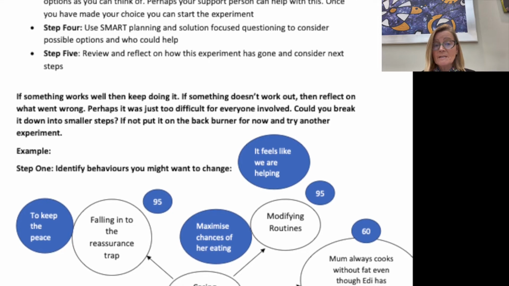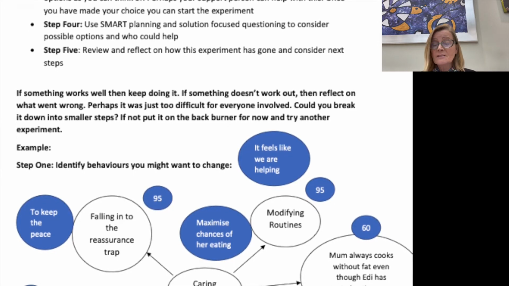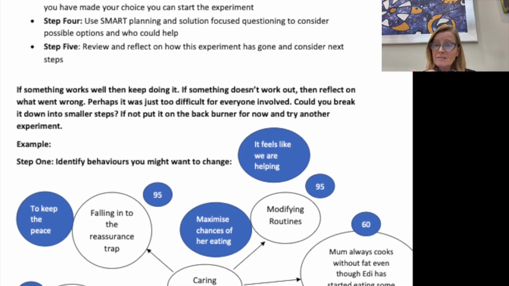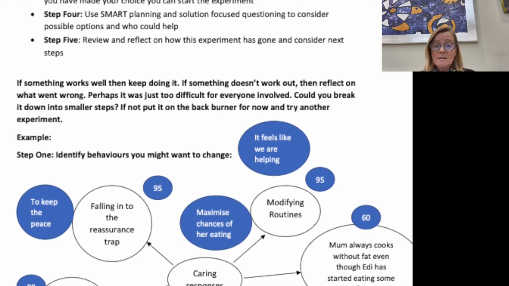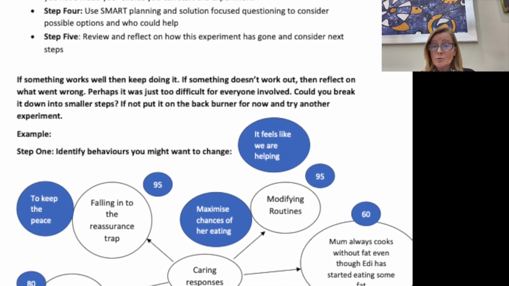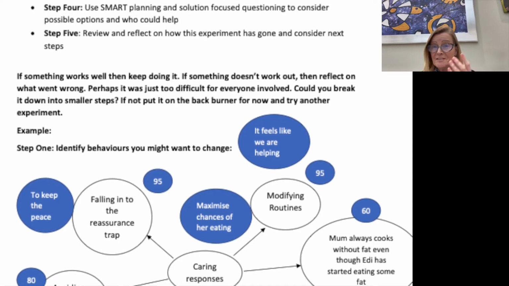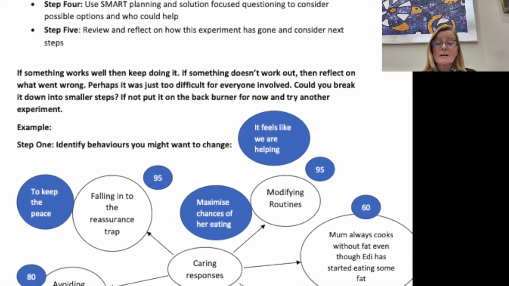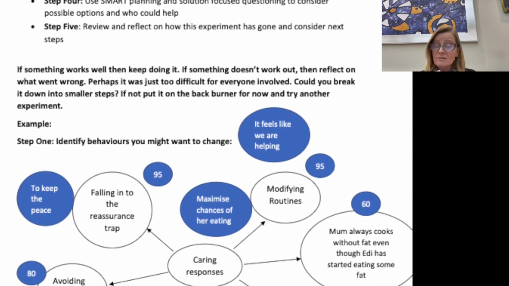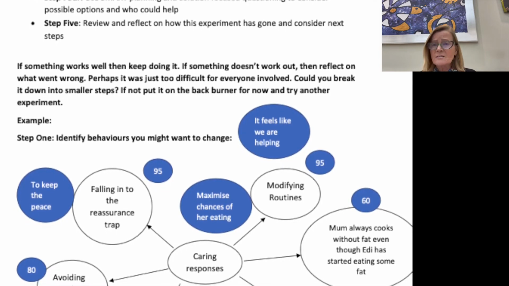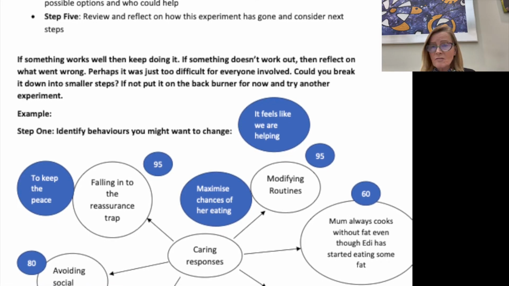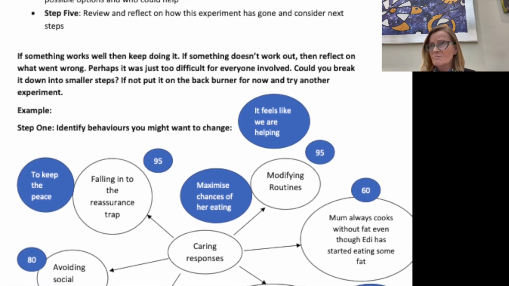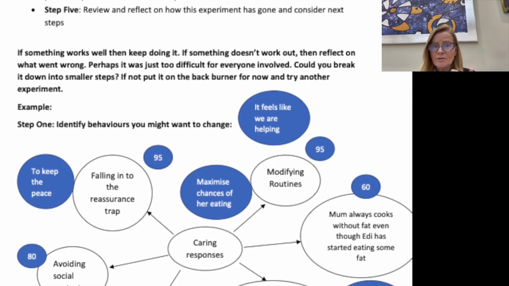So here we have a spider diagram, as an illustration. So these might be the caring responses that you might be thinking about changing. So it might be, first of all, getting back some of your hobbies and your social life and just getting back some of your quality of life. It might be that you've been falling into the reassurance trap, giving the same reassurance over and over again with your loved one. Is this the right amount of milk? How many calories in this spring onion? Will this make me fat? On and on and on.